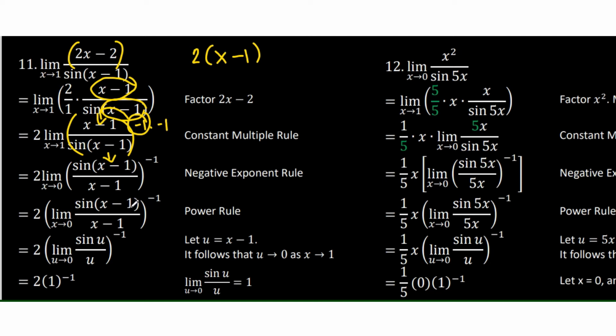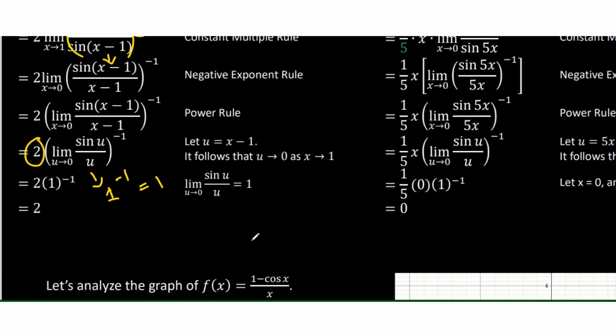And we can now evaluate the limit. So the limit is just equal to 1. So 1 raised to negative 1 is 1. So 2 times 1 is simply 2. So the limit is 2.